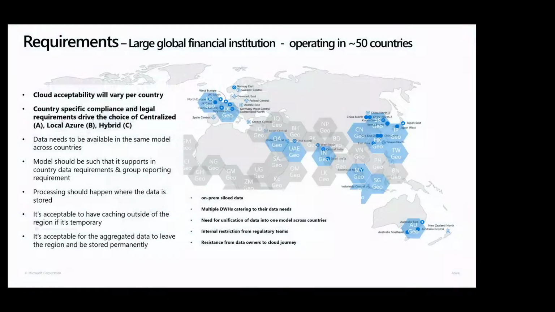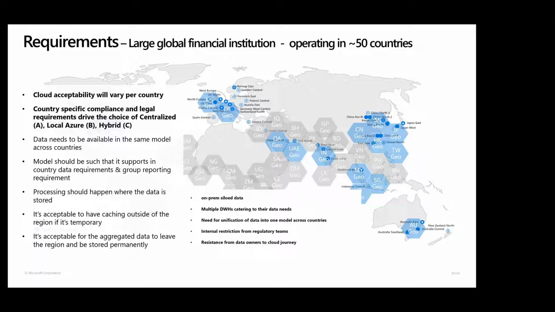So what are some of the customer requirements that we are talking about? Let's assume it's a large global financial institute that operates in about 50 countries across the globe. They have on-prem siloed data on multiple data warehouses as we speak, with different data warehouses catering to their different data needs. The requirement they have put forward is that they would like to unify the data across data warehouses into one model, which caters to all the countries irrespective of the data regulatory restrictions.